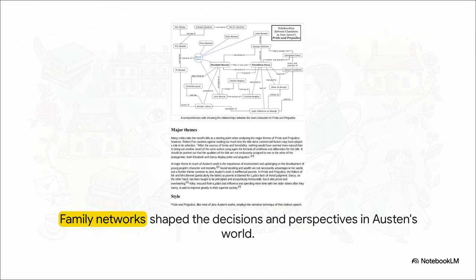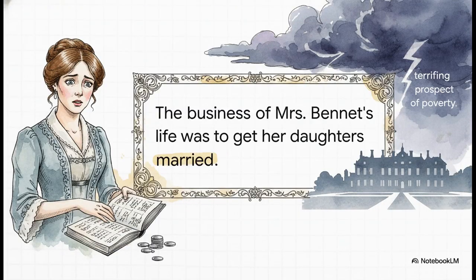In Austen's world, you aren't just an individual floating in space. You're a product of your family's status, wealth, and, for better or worse, their behavior. Which naturally brings us to the driving force of the Bennet family. The business of Mrs. Bennet's life was to get her daughters married.